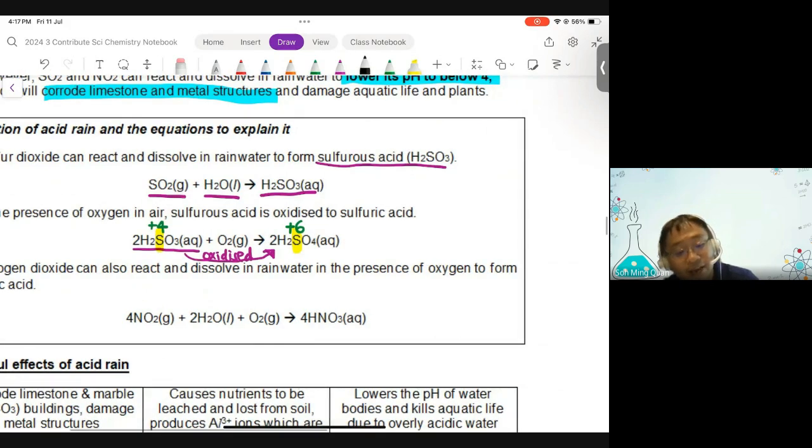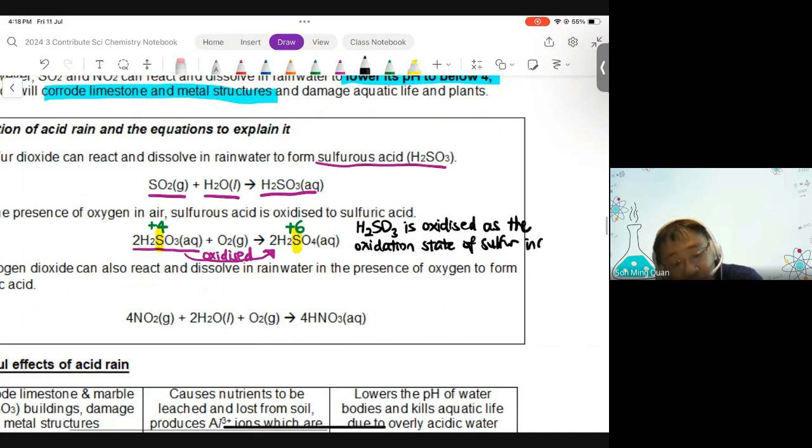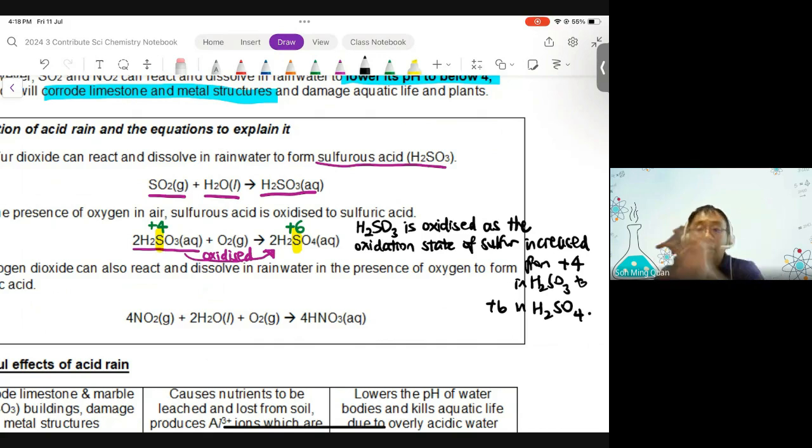And therefore, we can say that H2SO3 is oxidized as the oxidation state of sulfur increased from +4 in H2SO3 to +6 in H2SO4. Okay, so you must be able to draw links between the topics. So over here, I am making a link between this topic on air and the previous chapters on redox. Okay, so you must be able to work out the oxidation states of sulfur and hence conclude from this that H2SO3 is indeed oxidized. All right.